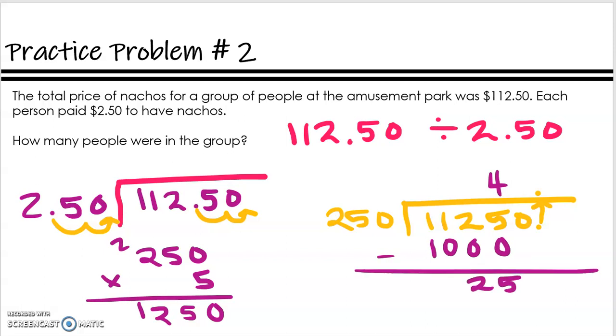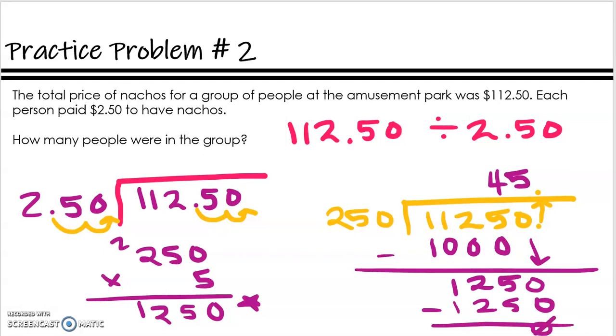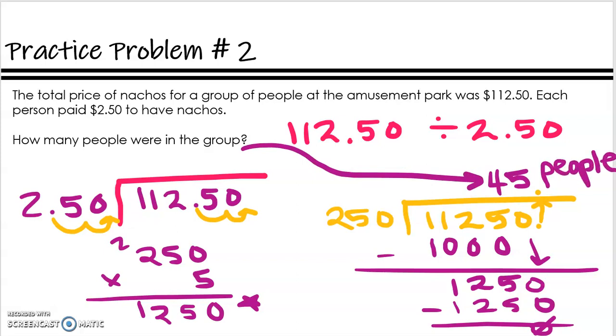And I'm left with 125, and I'm going to bring down my 0. And look right here. Perfect. 250 goes into 1250 5 times exactly, which means I zero out, and that means that 45 people were in the group. And again, to check, you could do 45 times 250, and that would give you $112.50.